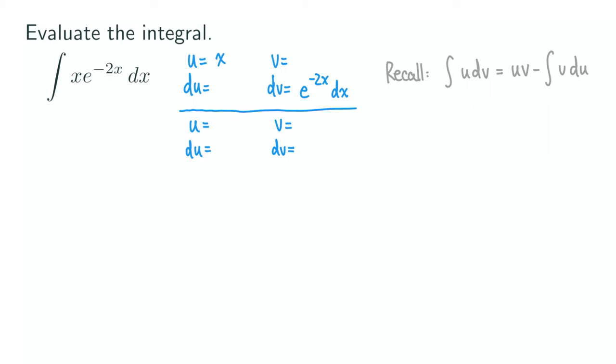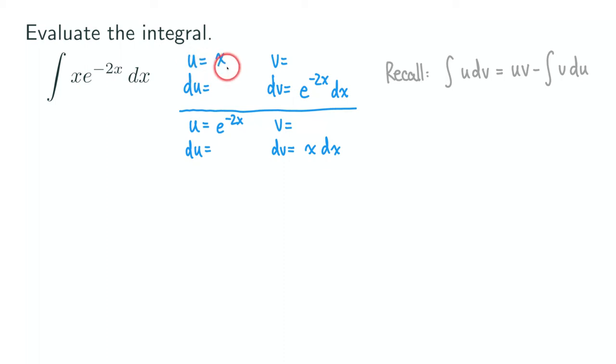So the other way to choose our u is, well, you only have one choice left, which is e to the negative 2x. So we can put that in here. And then the dv would be what? The dv would now be x. So we put the x here and then also the dx. Okay, so now we do both tables and see which one will give us the better result.